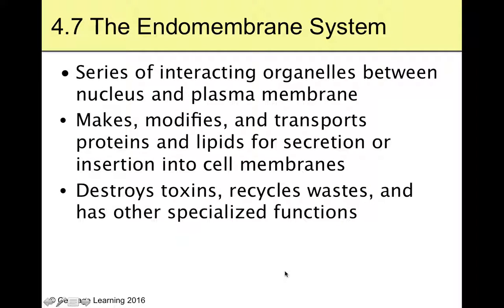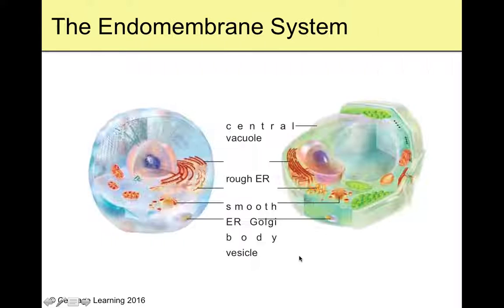So there's the nucleus. Now we're going to switch gears here to the endomembrane system. So endomembrane just means within a membrane. It's a pretty general term there, but it's basically all the organelles in the cell that are between the nucleus and the plasma membrane. So all of them. It makes, modifies, and transports proteins. We focus a lot on proteins in the cell because proteins do a lot in the cell, but we'll also make lipids and transport lipids. And we're going to secrete those guys, or we'll put them in our cell membrane, or they'll go do a job somewhere else in the body, something like that. The other thing we're going to do with endomembrane systems is destroy toxins in the cell, recycle our waste materials, and a few other specialized functions as well.